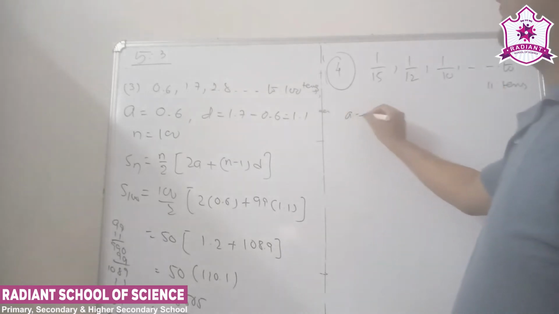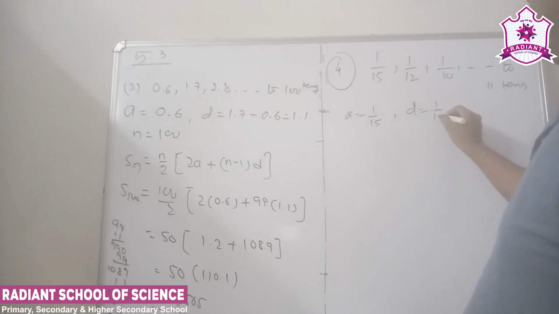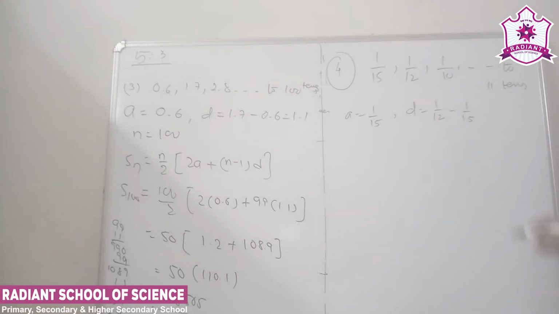Okay. So here a is equal to 1 by 15. d is equal to 1 by 12 minus 1 by 15. So take the LCM of 12 and 15. Both meet at 60, so the LCM is 60. 12 fives are 60 and 15 fours are 60. So 12 gives 5, 15 gives 4, upon 60. So we got 1 by 60. And n is given, which is 11. So n is equal to 11.